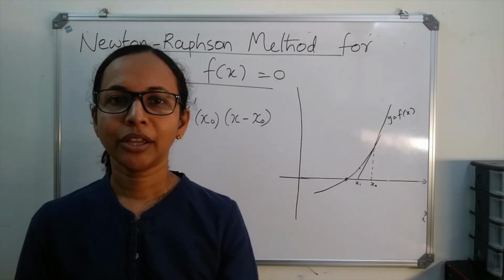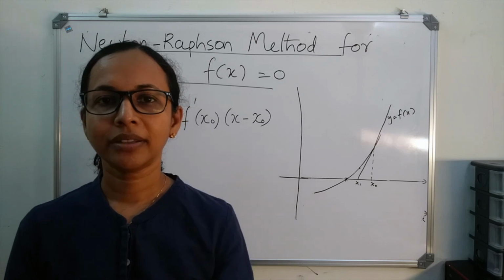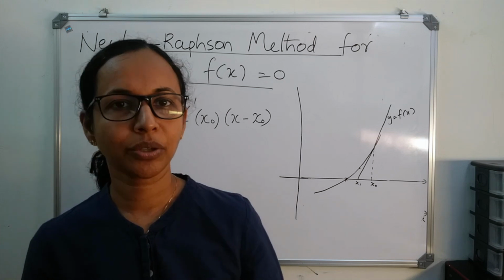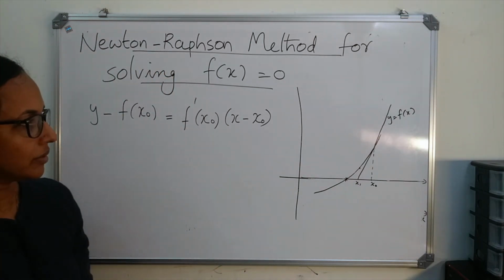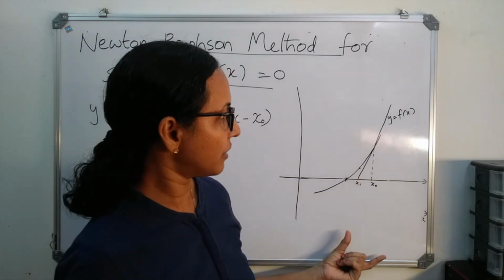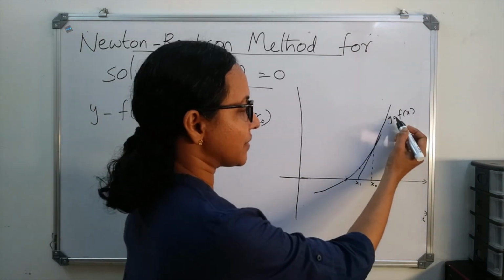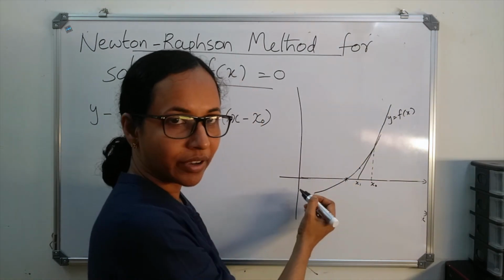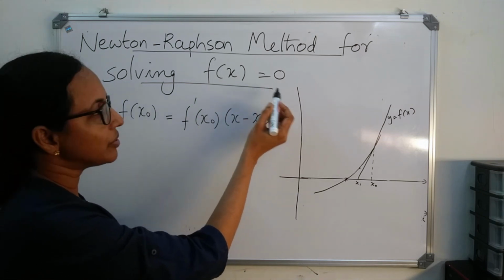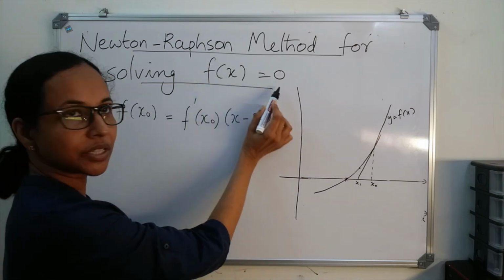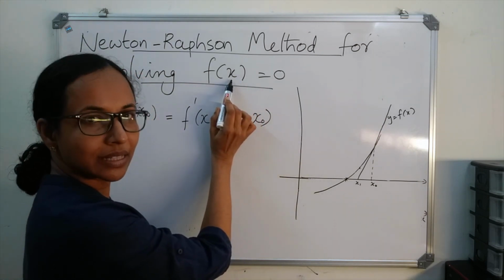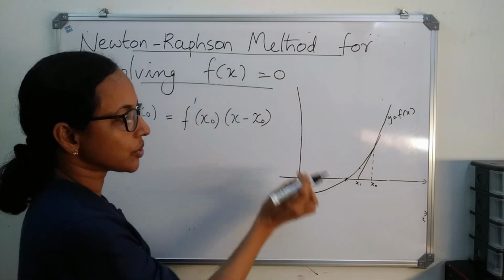I will explain the Newton-Raphson method for finding the solution of an equation of the form f(x) = 0. I'll explain this method with the help of this graph. Let this be the graph y = f(x), and we have to find the solution of the equation f(x) = 0. That is, finding x in such a way that y = 0.